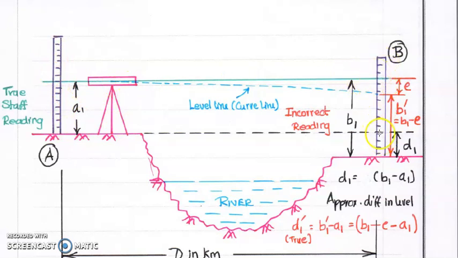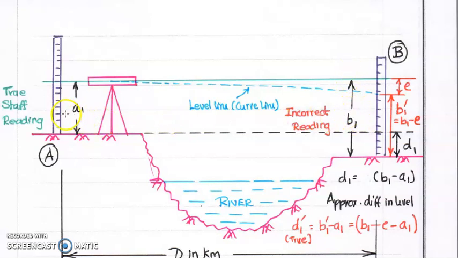That is placed on the other embankment of the river. So this is B1. B1 is the incorrect reading, because this line of sight would have to be bent, but that is not possible because our line of sight is a straight one. So this is the error. Hence B1 contains the error value.